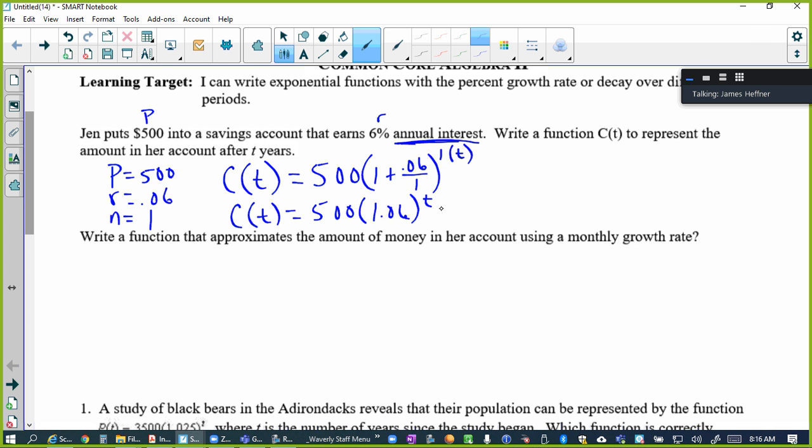Well, let's look at the follow-up here. Now they want us to write a function that approximates the amount of money in her account using a monthly growth rate. Monthly, how many months in a year?